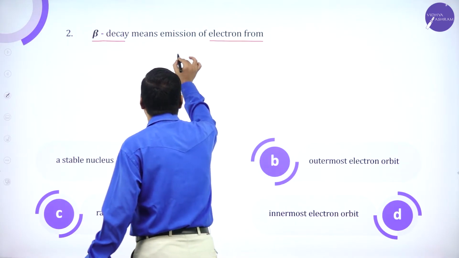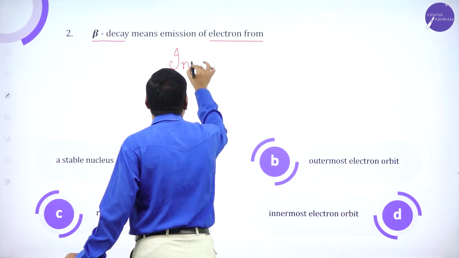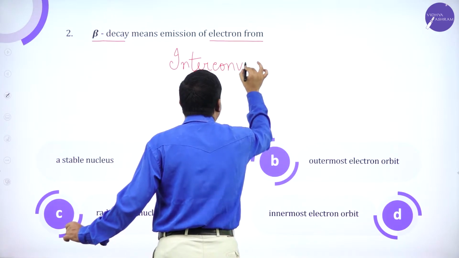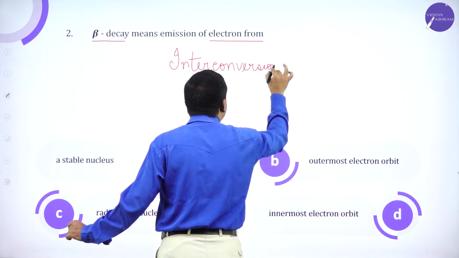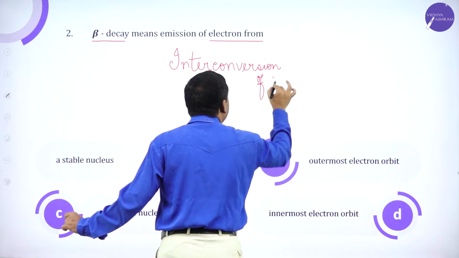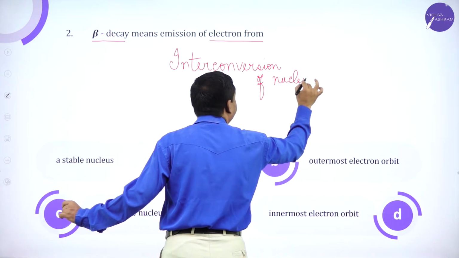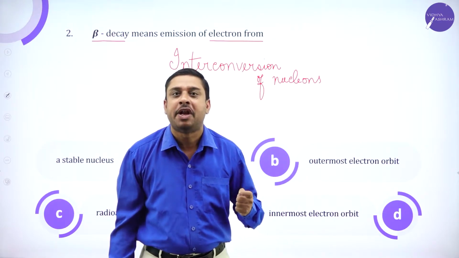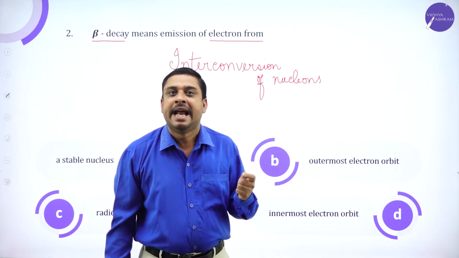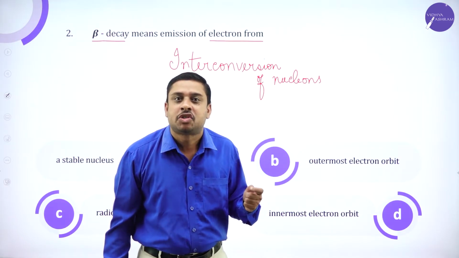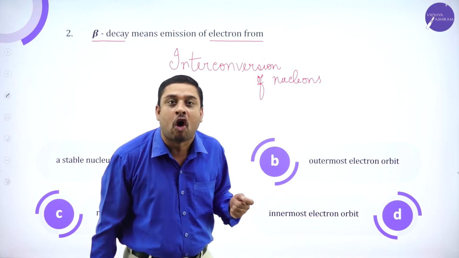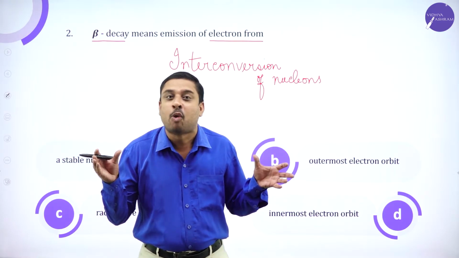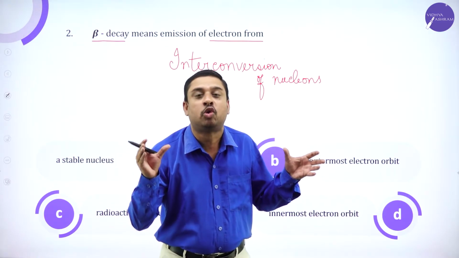This beta decay comes into picture when there is interconversion of nucleons. A very special phenomenon. Interconversion of nucleons. What are nucleons? Protons and neutrons.